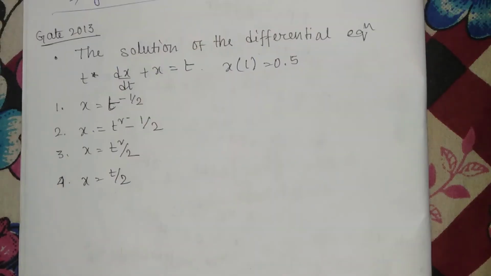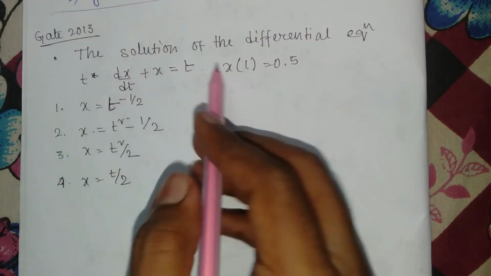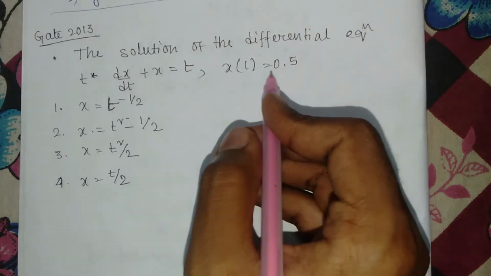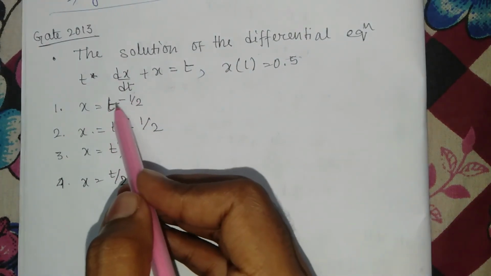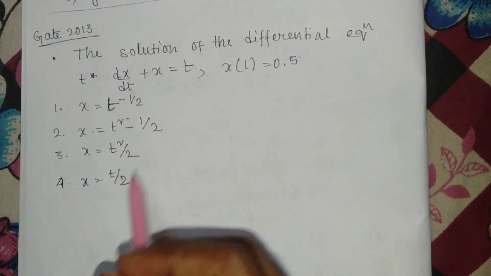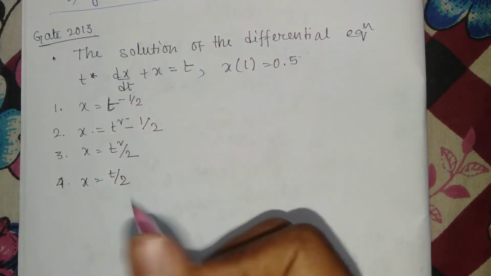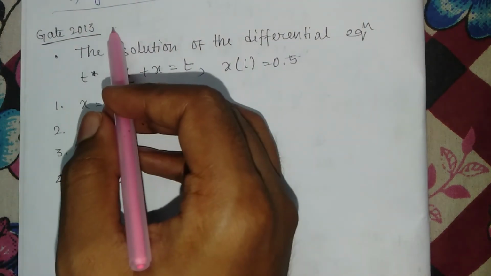This problem is about the solution of a differential equation. Given a differential equation where x of 1 is equal to 0.5, the options are x is equal to t minus half, t square minus half, t square by 2, and t by 2. This is not t to the power minus half, this is t minus half. This is from GATE 2013.